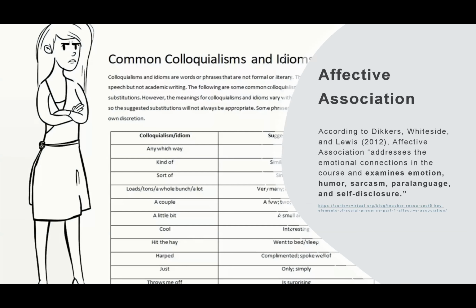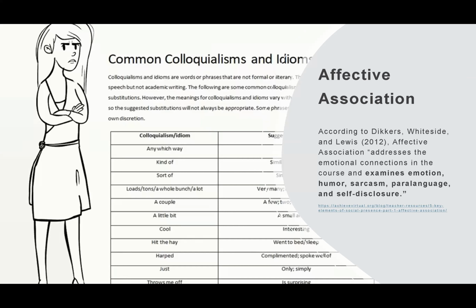Now, affective association, there's been research on it. Some of it is mostly attributed to these three people. Affective association is being able to address and convey the emotional connections in a course. And we use emotion, humor, sarcasm, paralanguage, and self-disclosure. I use all of this in a face-to-face setting. And how do I do this in an online environment?